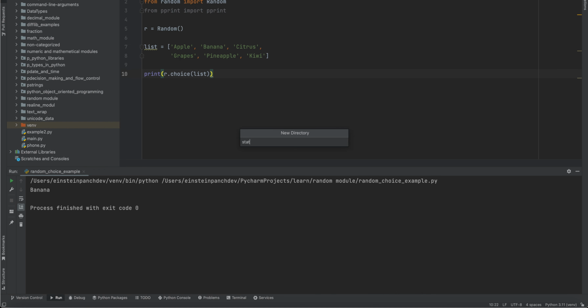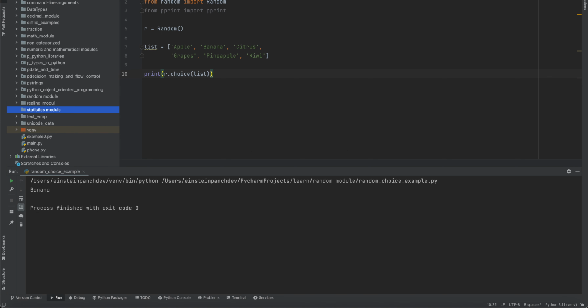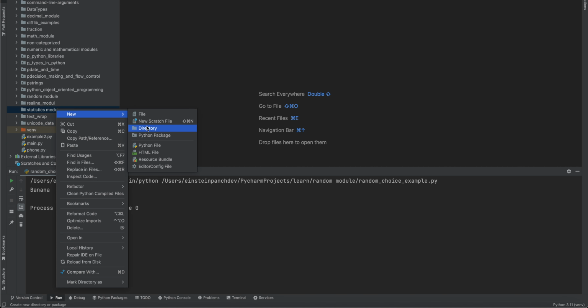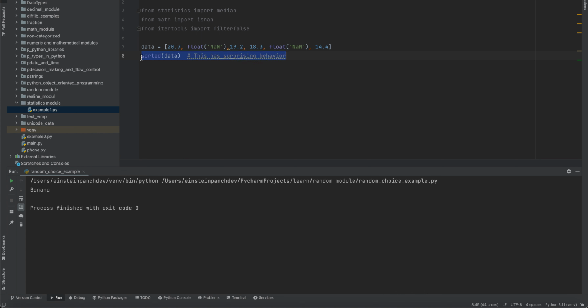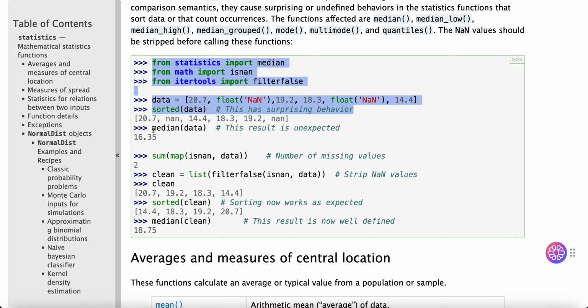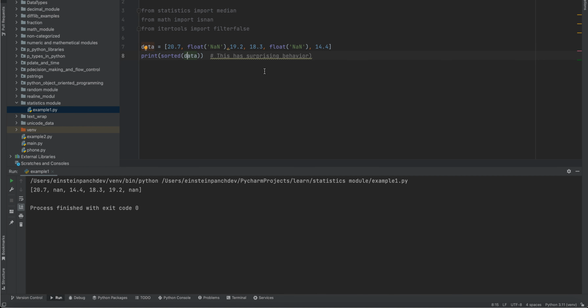New directory, statistics module, new example 1. Sorted data. Print sorted data. The output shows NaN, 14.4, 18.3, 19.2, NaN. This is not correct, so we have to clean and remove these NaNs. The median of data is also an unexpected result, so print median data. This will give an unexpected result, that is 16.35.